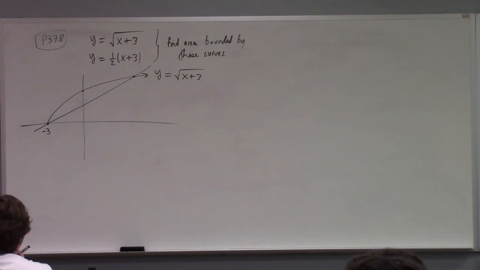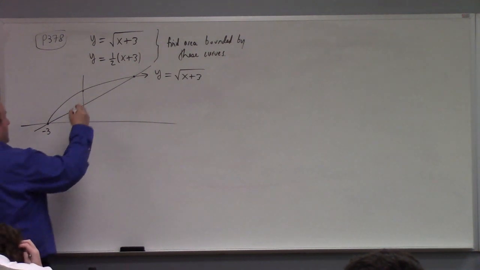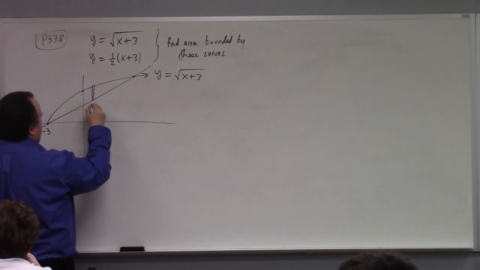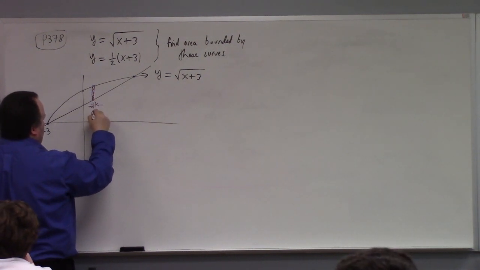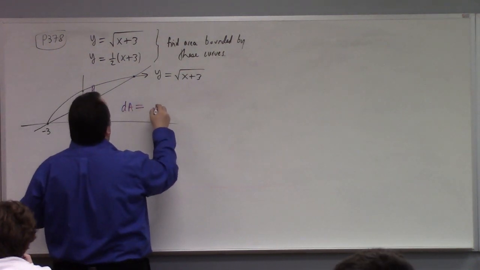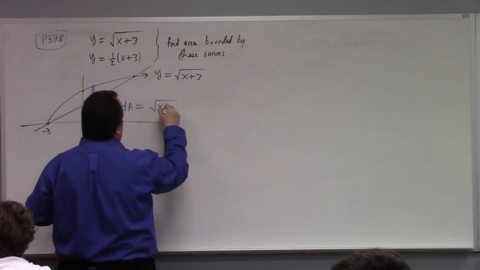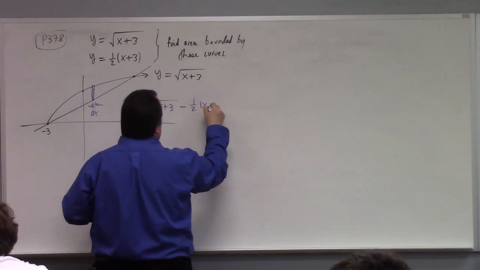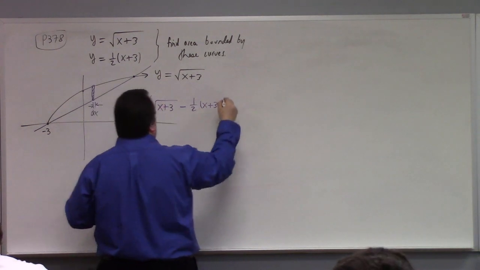Looks to me like a vertical strip is probably a decent idea here. So let's go with that. So we've got it like so. The thickness of the strip is dx. So my dA is square root of x plus 3 minus 1/2 of x plus 3, dx.